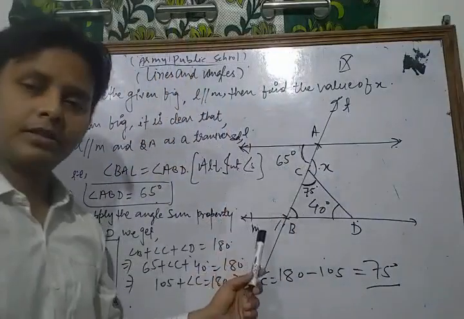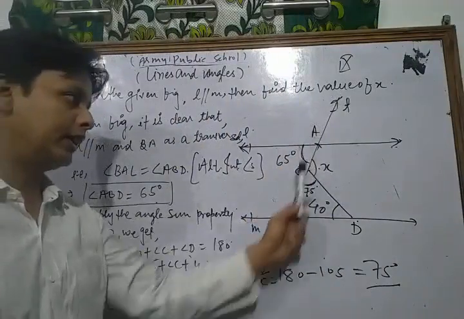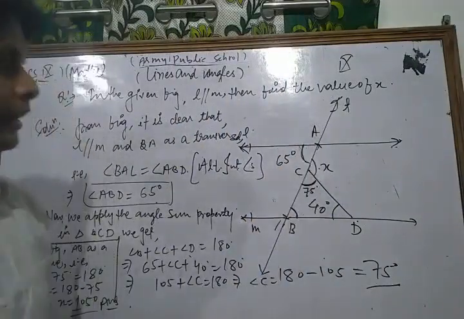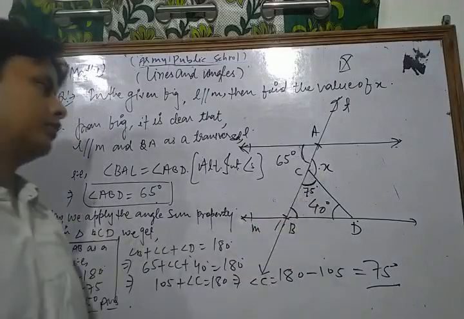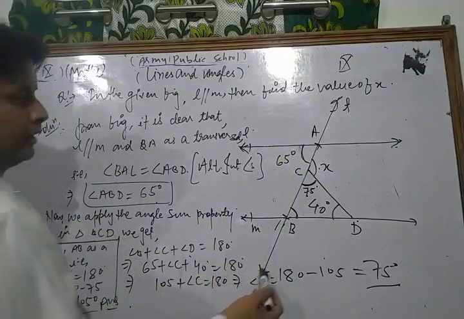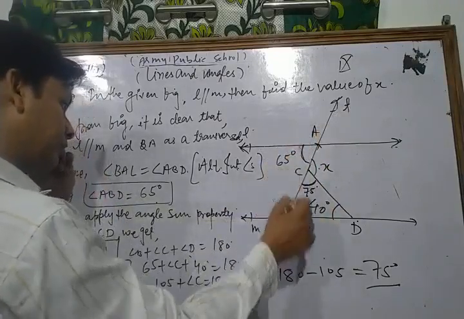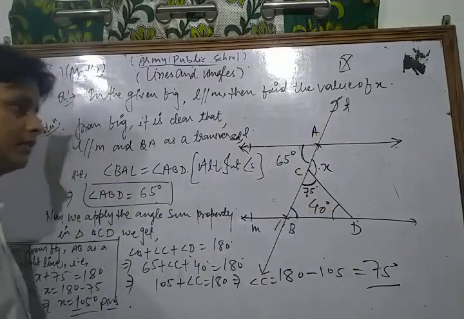Here L parallel to M is given, and a third line T cuts these two lines at points A and B respectively. Here we find the value of x. First of all, we take line L parallel to M, and AB as a transversal. Then those angles are equal to each other. They form vertically opposite angles.